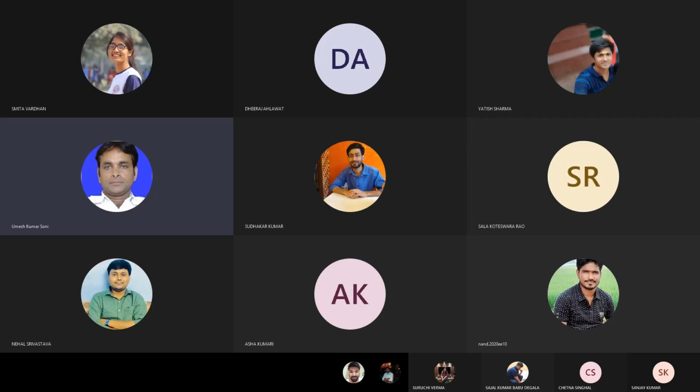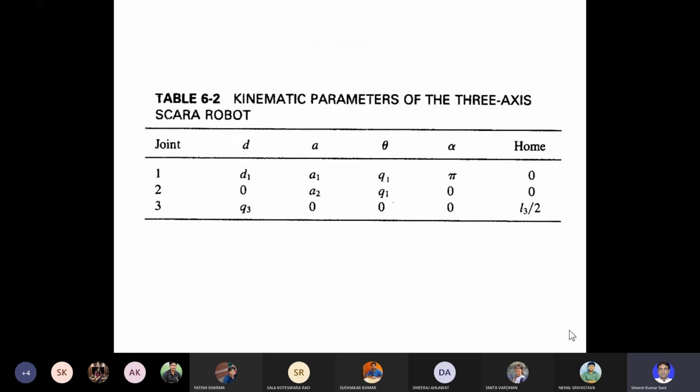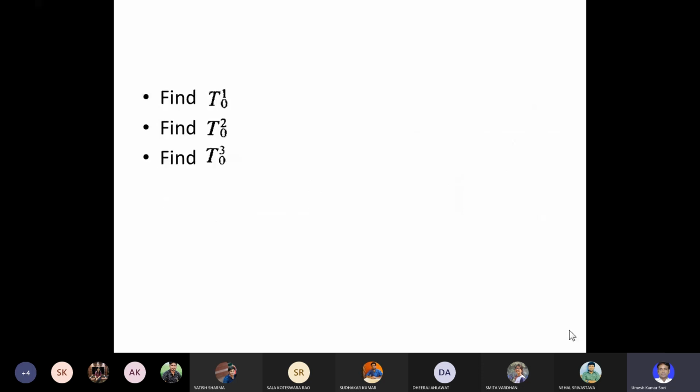Velocity, acceleration, and joint positions, and Coriolis force, and viscous force, all the elements, and what is the required torque to overcome all these forces. So this was the kinematic parameter of the SCARA robot. These were the transformations first needed for getting the equations.